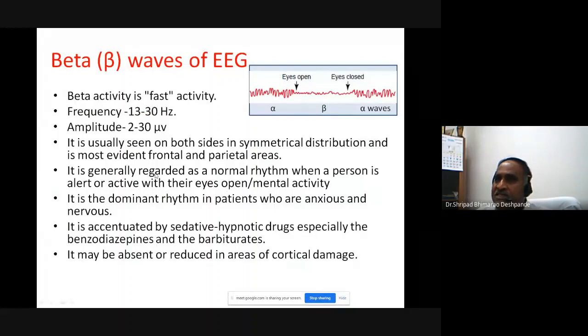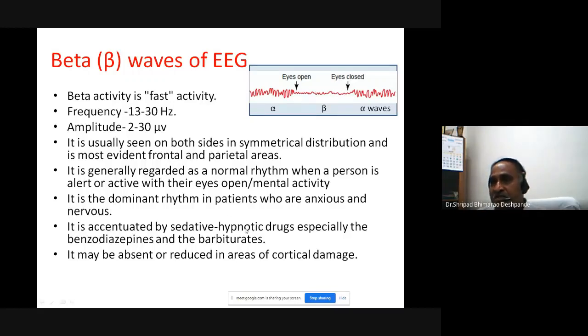So now it is the dominant rhythm in the patients who are anxious. The persons who are anxious, you get this type of activity. So that means you don't have these alpha activity, you have a beta activity. It is accentuated, or this becomes larger.